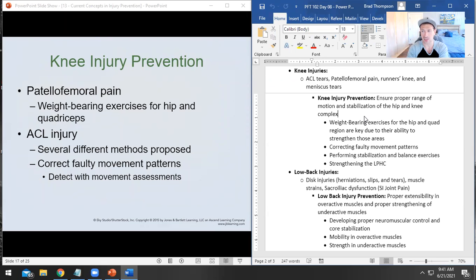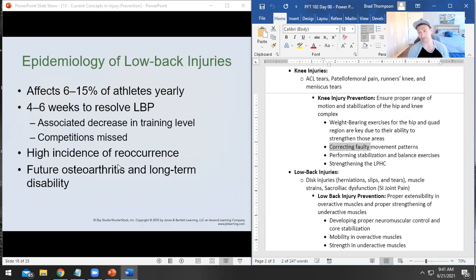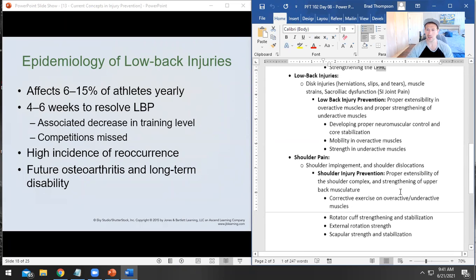So lots of balance exercises, proper range of motion is going to be huge. Weight-bearing exercises where we're strengthening the hips, the quads, and we're focusing on stability and working in all planes of motion. Again, generally people are pretty good at moving through the sagittal plane, but they don't do very much frontal or transverse plane, right? So learning how to twist, learning how to side shuffle, those are very functional movement patterns. So stabilization and balance exercises and strength of the lumbopelvic hip complex, which is what we're about to get to here.